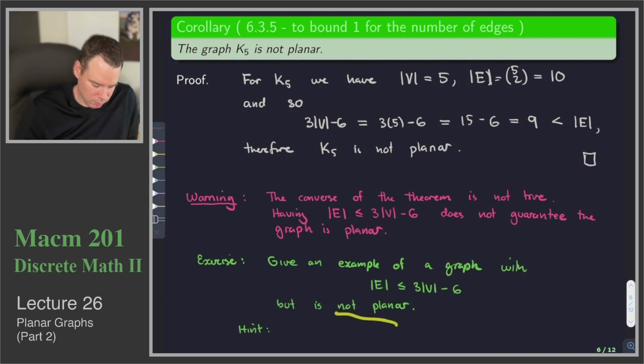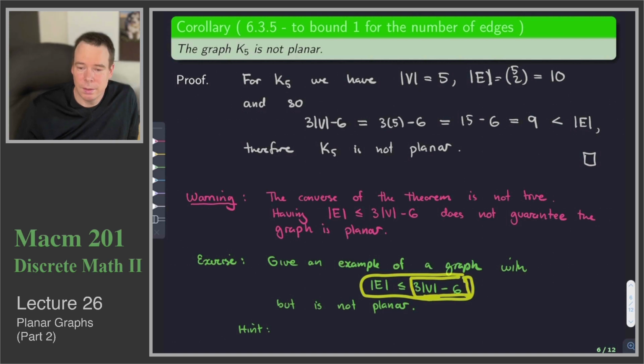K33 is not planar. How many edges are there in K33? How many vertices are there? Well, K33 has 6 vertices. So 3 times 6 minus 6, that's 12.